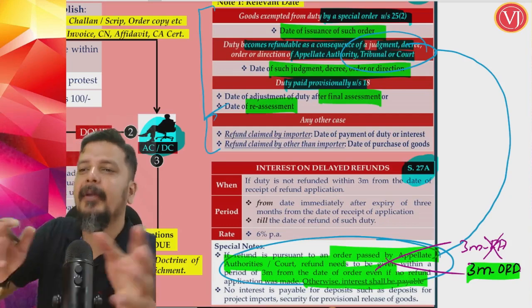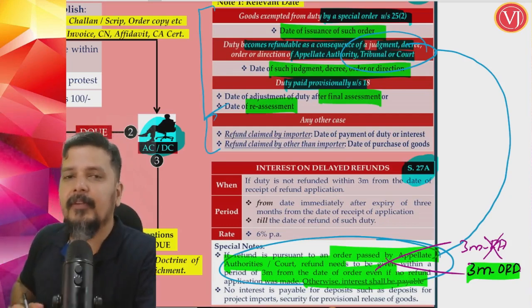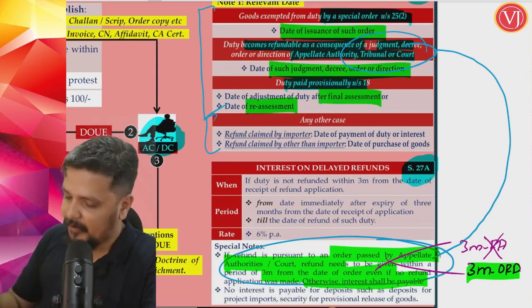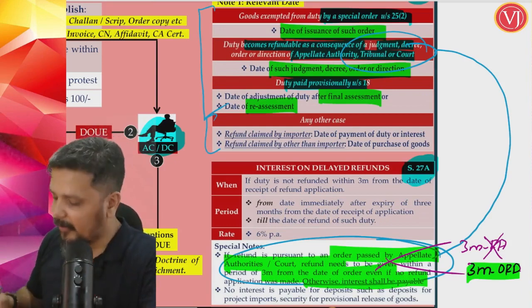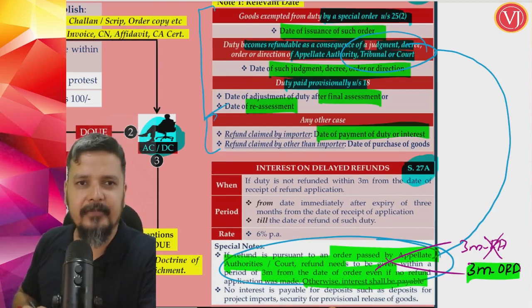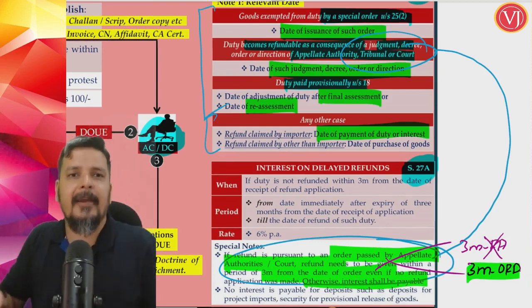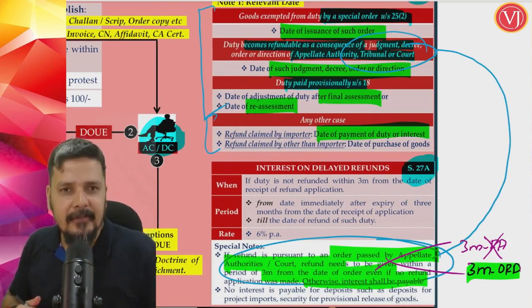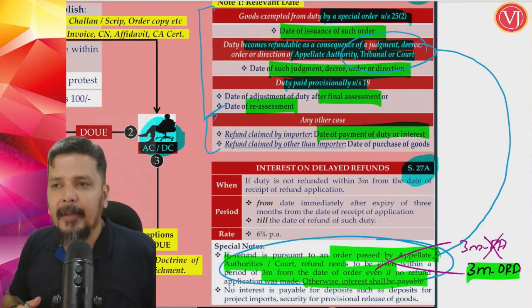By mistake, you have paid something extra. From which date are you going to make the refund application? 1 year will be calculated from where? 1 year will be calculated from the date of payment of duty or interest. The moment you say that you have paid extra, 1 year will be calculated from the date of that excess payment.